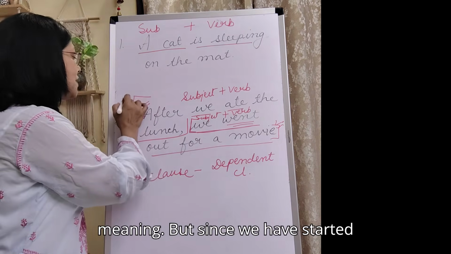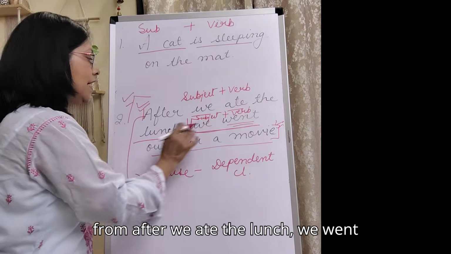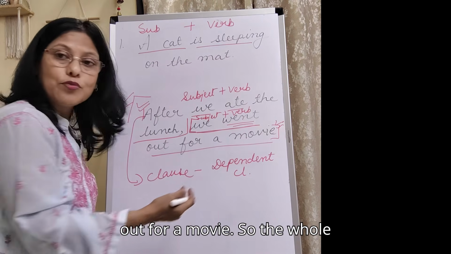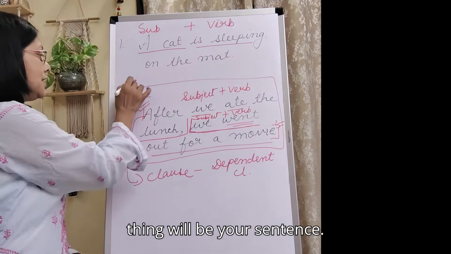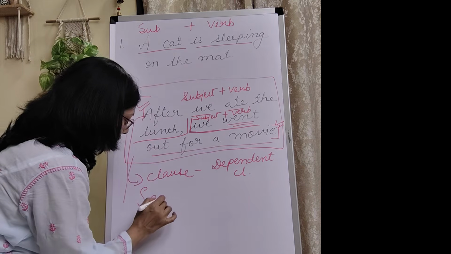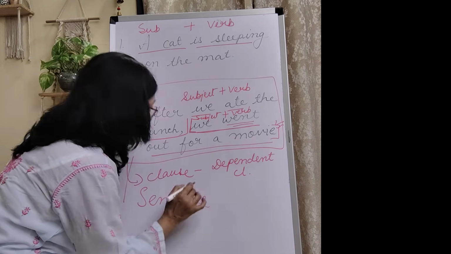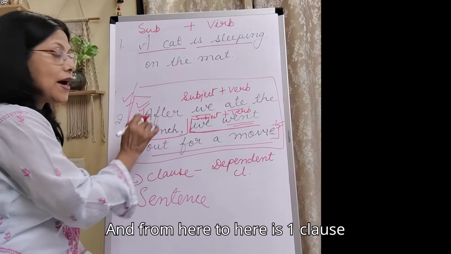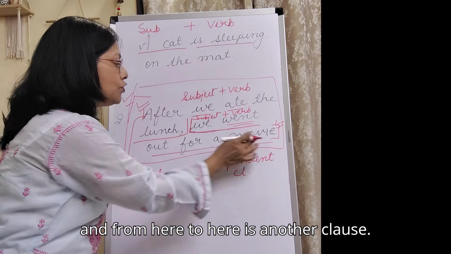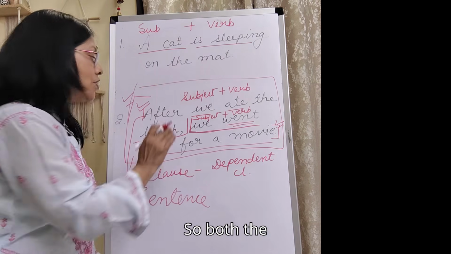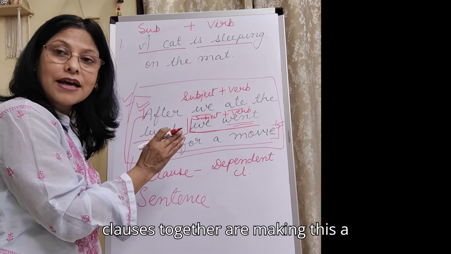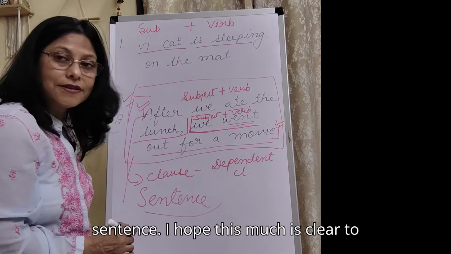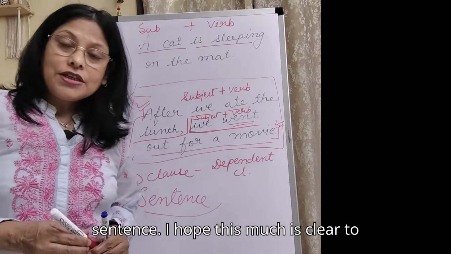But since we have started from "after we ate the lunch, we went out for a movie", the whole thing will be your sentence. And from here to here is one clause, and from here to here is your another clause. So both the clauses together are making this a sentence. I hope this much is clear to you.